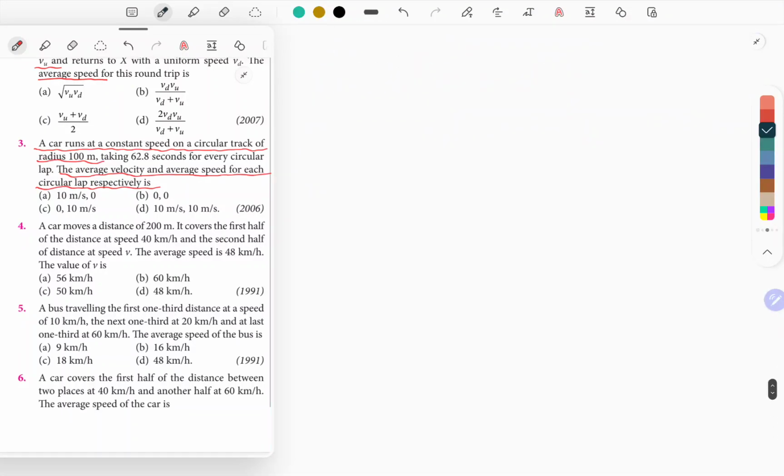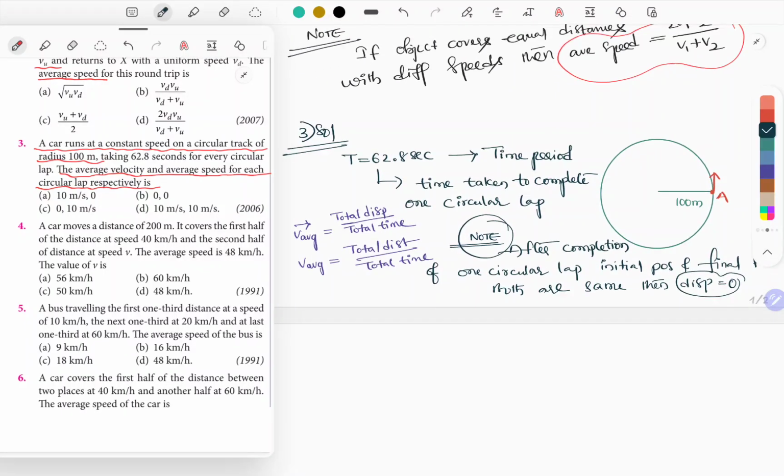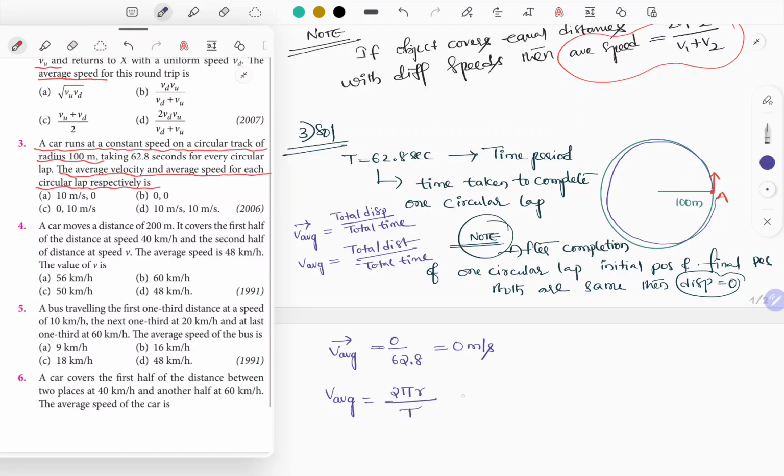Next question. Now, what are they asking? They're asking average velocity and average speed. Is distance also going to be 0? No, it is not. Total distance is nothing but the total path length of this circuit. So now average velocity is equal to displacement 0 by total time taken for one complete circular lap, which is 62.8. 0 by anything is 0 meter per second. What about average speed? Average speed is equal to total distance. One complete circular lap distance is nothing but the circumference of the circle, which is equal to 2 pi r, divided by time taken, the time period.